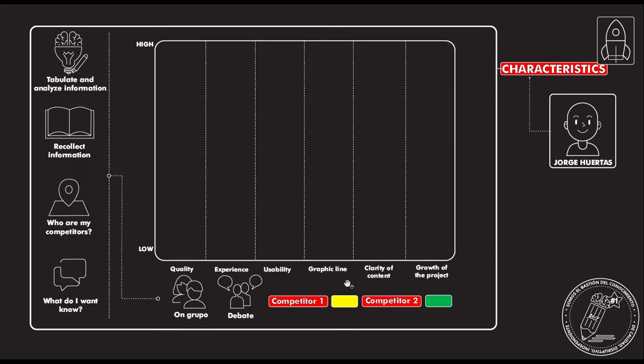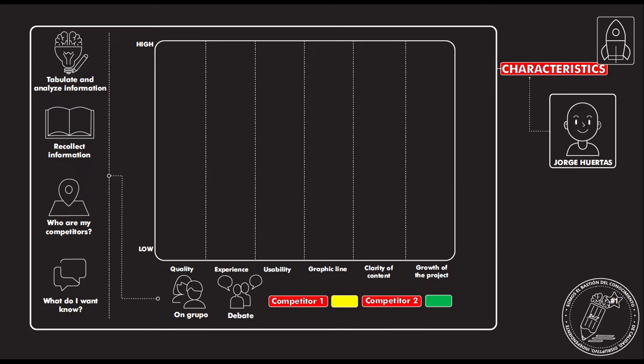The graphic line is very important because these are the visual components that you are using to attract your customers. The clarity of content is very important because people want to understand what's going on, so you can analyze which one is better. And growth of the project: if you haven't launched your product or your service yet, you can compare it with different competitors. If you have it already, you can do it as a benchmarking.